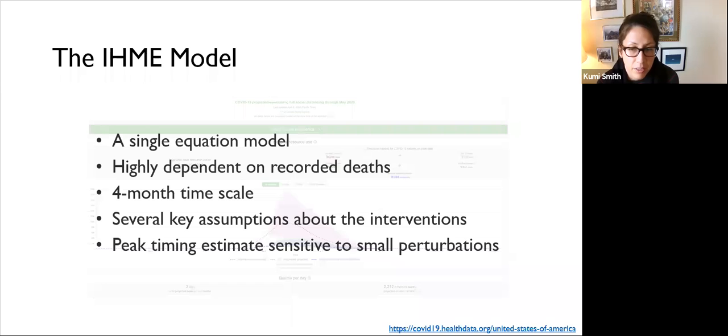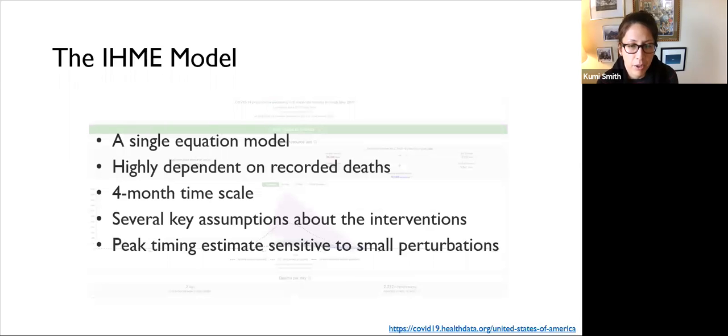The interventions that they make assumptions about are also quite different. They're very granular. They do look at when states implemented each of three kinds of interventions: school closure, business closures, and stay-at-home orders. But it does assume that by, I think, April 7th or so, all states would have implemented the full measure of lockdowns, and that furthermore, they would have maintained them until June 1st. That's a pretty extreme assumption, even in the whole ecology of models out there.